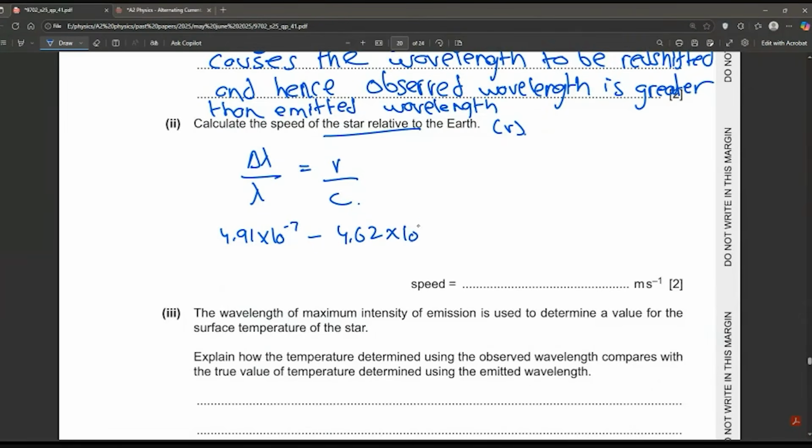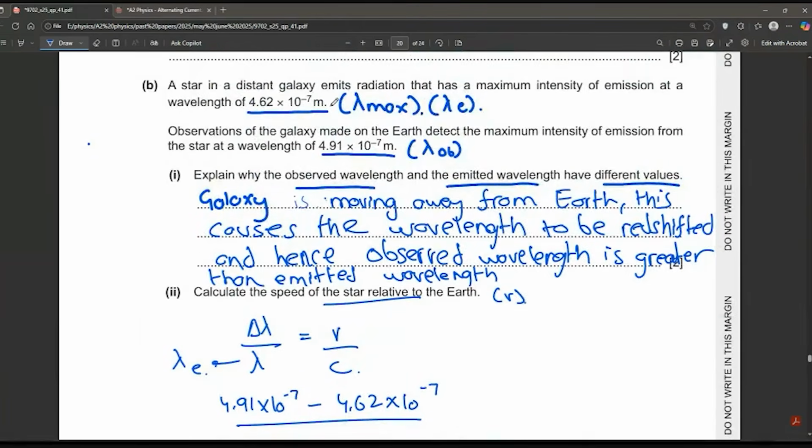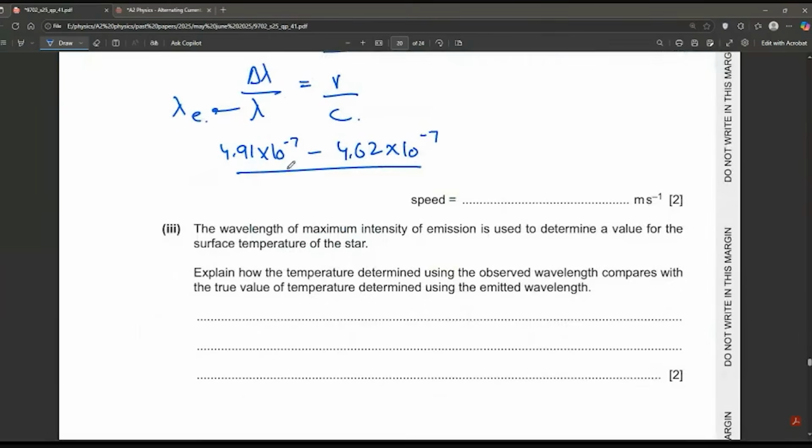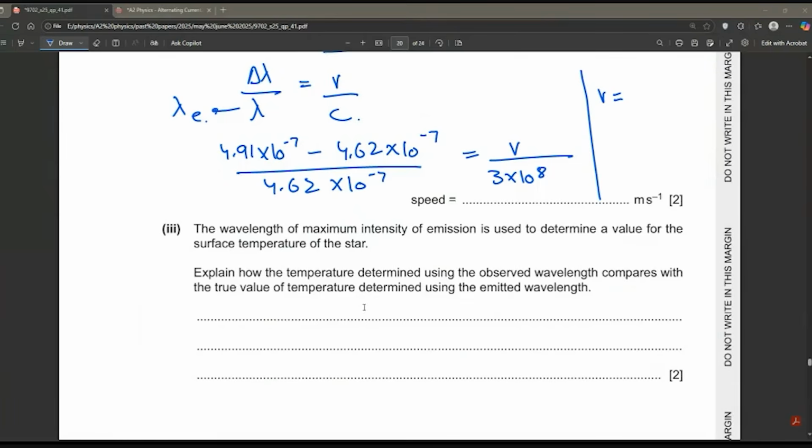और हमेशा ये डिनोमिनेटर में क्या रखते हैं? हमेशा इमिटेड वेवलेंथ रखते हैं. कौन सी वेवलेंथ इमिट हुई है? 4.62 × 10^-7. You have to calculate the speed of recession. Speed of light is 3 × 10^8. Speed of recession क्या आ जाती है? Can anyone calculate? The speed of recession comes out to be 1.9 × 10^7 meters per second.